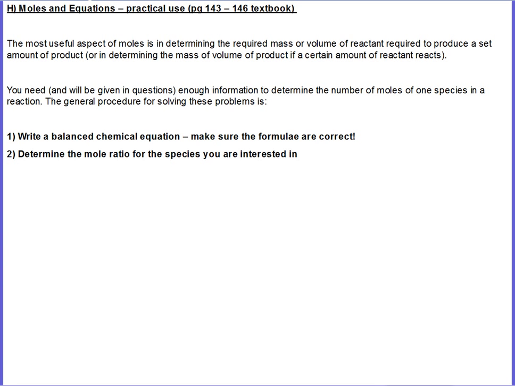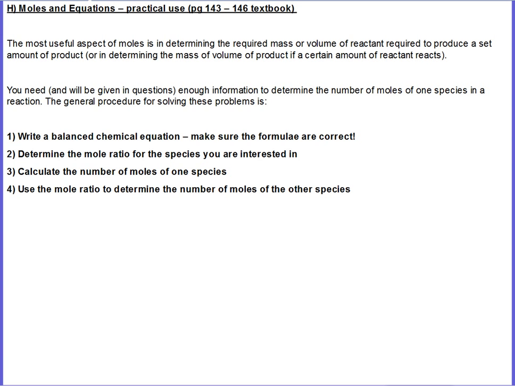The next thing you do is you figure out the mole ratio between the species you know about and the species you're looking for. You find the moles of one species, the species you've been given data about. You use the mole ratio to find the moles of the other species you're trying to find information about, and then you calculate the mass or volume or whatever you're asked to find for the second species. So it's a nice sequence of steps using your knowledge of moles, using knowledge of equations and the mole ratio, and then using your knowledge of mole equations again to find the final answer.